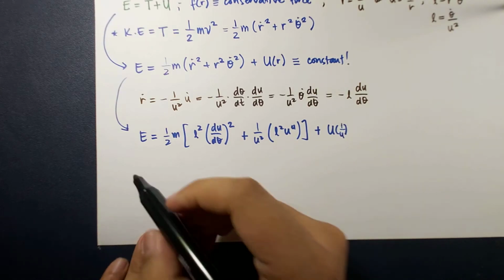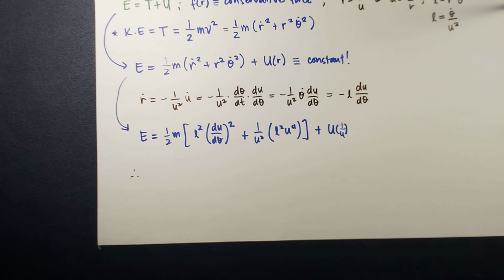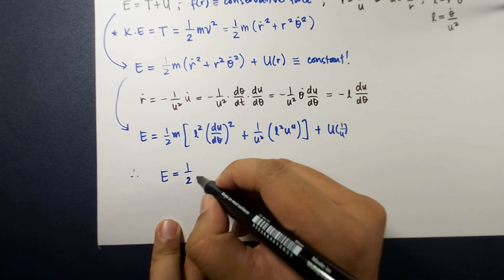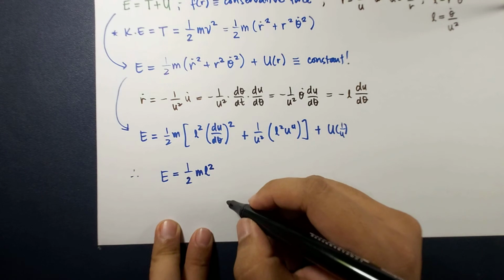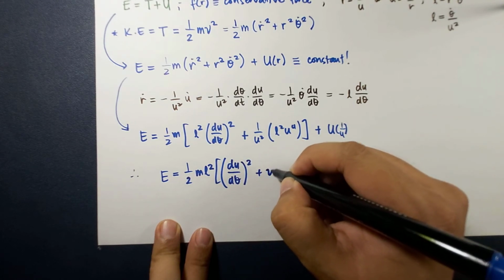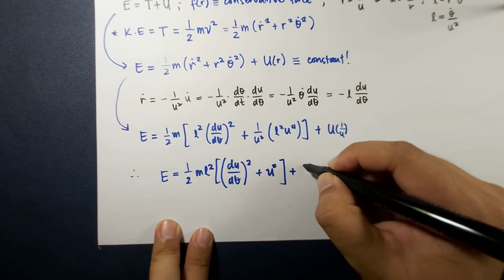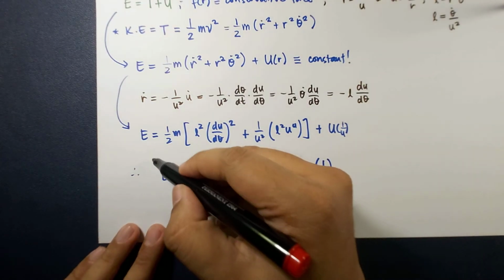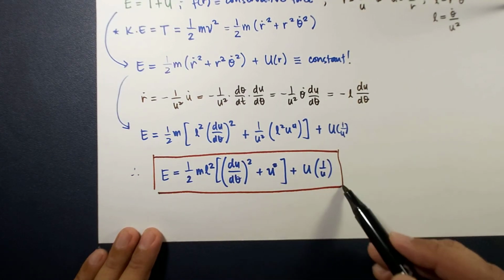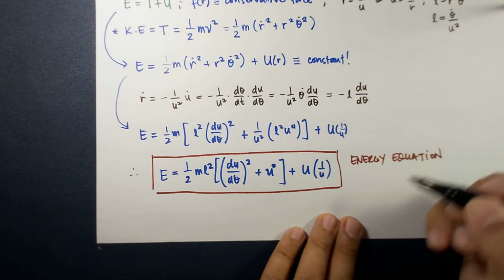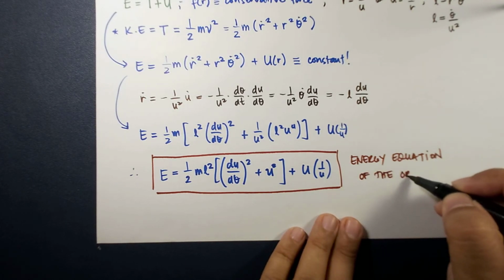Therefore, the energy function E, or the energy equation of the orbit, is 1/2 m L squared times the derivative of u with respect to theta squared plus u squared, plus the potential energy, which is a function of 1 over u. This is what we call the energy equation of the orbit.